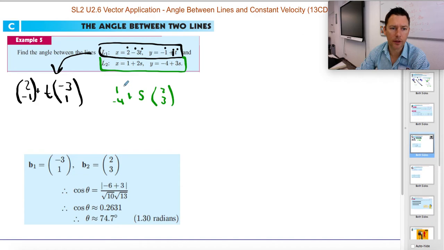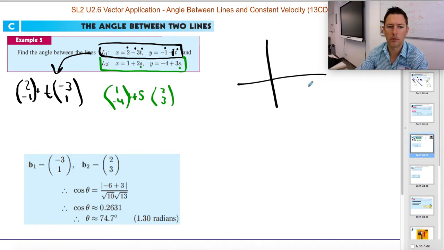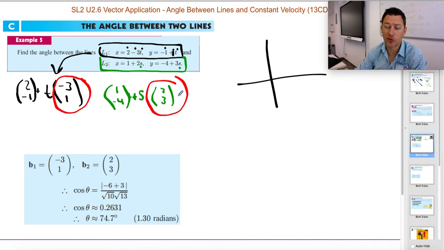We did the same thing with this second line. We start at 1, -4, that's our position vector to get to the first spot, and then for every s, we move 2 over and 3 up. So there are our 2 vectors. They're crossing, but really the only important piece is how they're moving. It's just the slope, and we can tell just by the slope the angle between them.